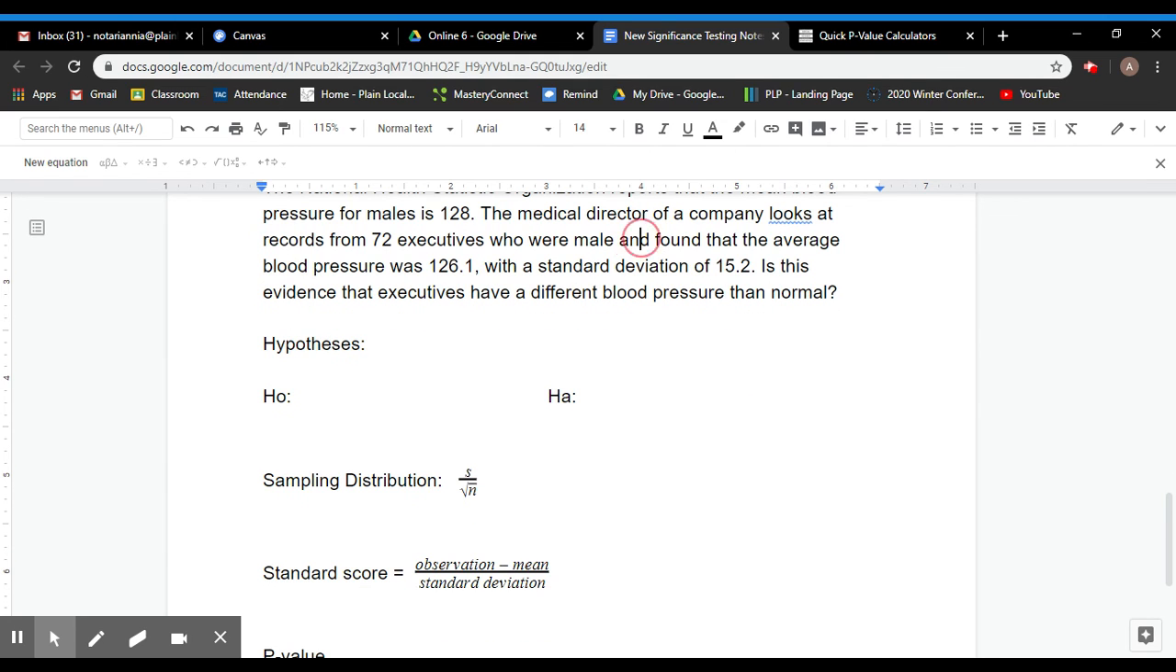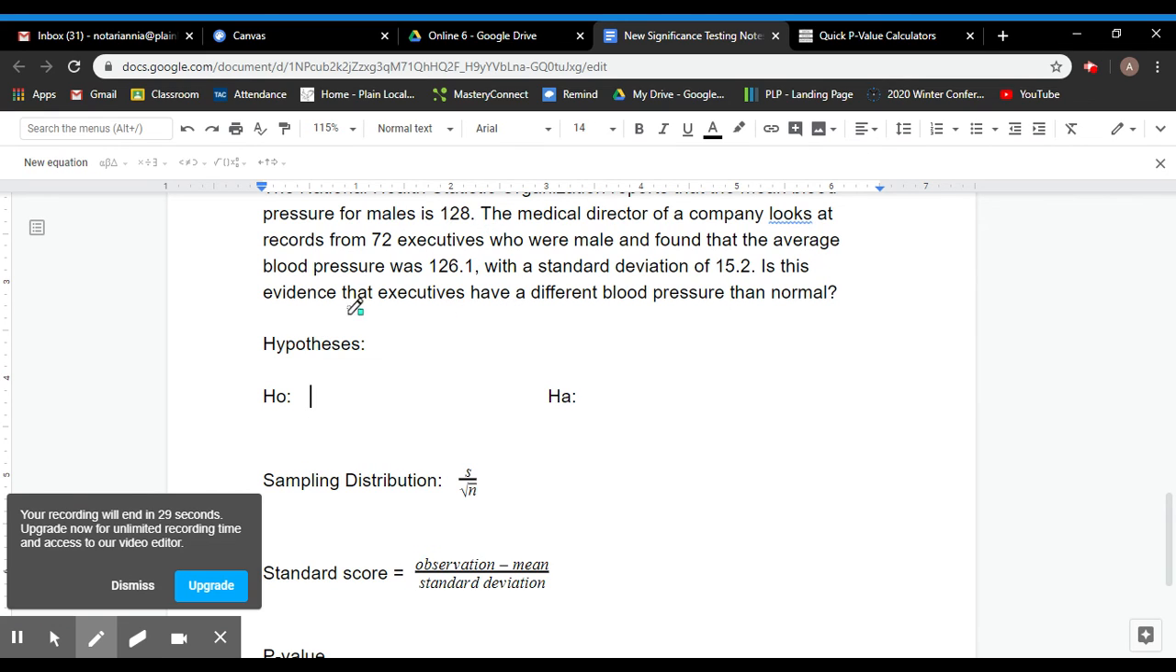So we have to take all the information we were just given and find our hypotheses. H0 is always the baseline. It is always the initial claim, remember? So the National Health Statistic Organization up here says that the normal blood pressure for men is 128. So that would be our H0.